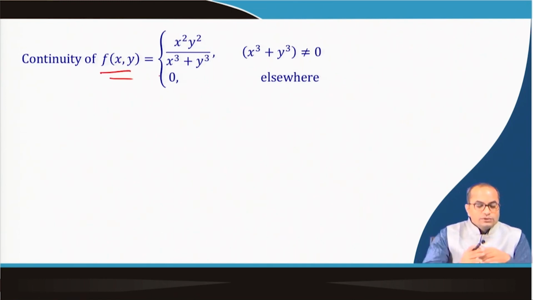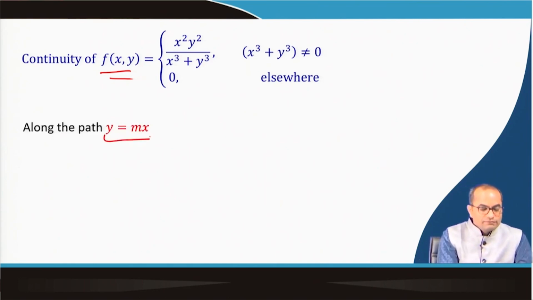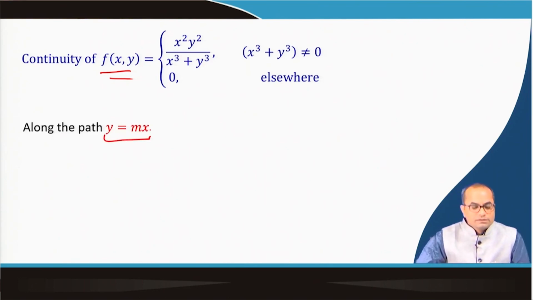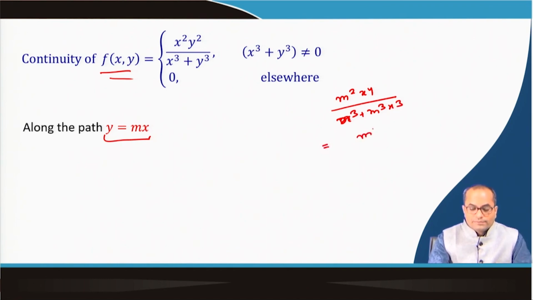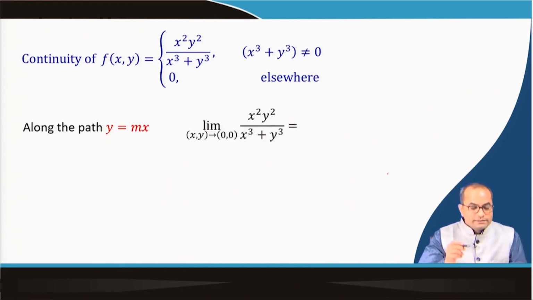To check the continuity of this function, we have to choose different paths. One path could be y equal to mx, and see what the limit is. If we put y equal to mx, we will have m square x to the power 4, and in the denominator x cube plus m cube x cube, so we get m square into x over 1 plus m cube. Then we let x go to 0.